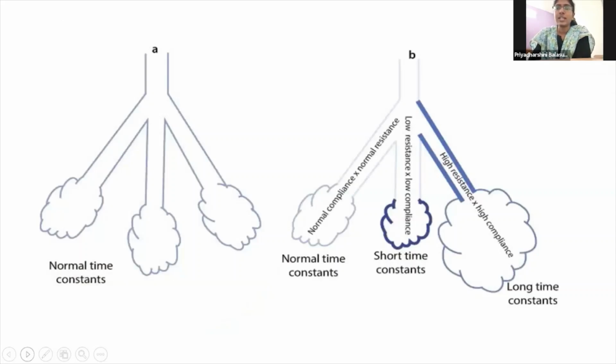So this is a picture. The first one is a normal airway and alveoli. The second one is an alveoli with low compliance and low resistance airway. The third one is high resistance and highly compliant alveoli. So low resistance and low compliant alveoli will have shorter time constant. High resistance airway and highly compliant alveoli will have longer time constants.